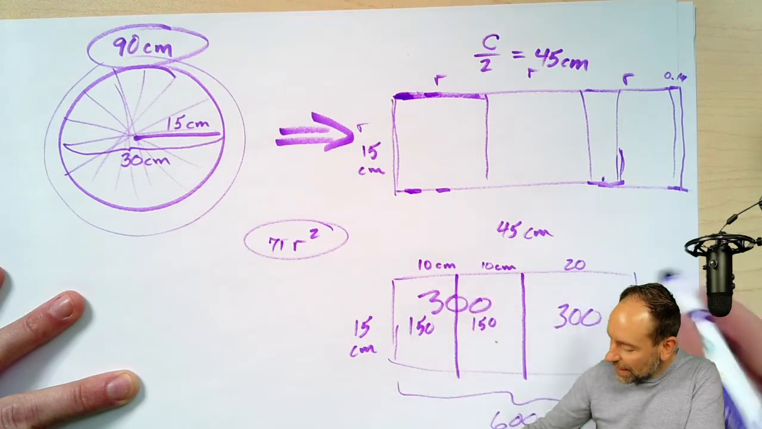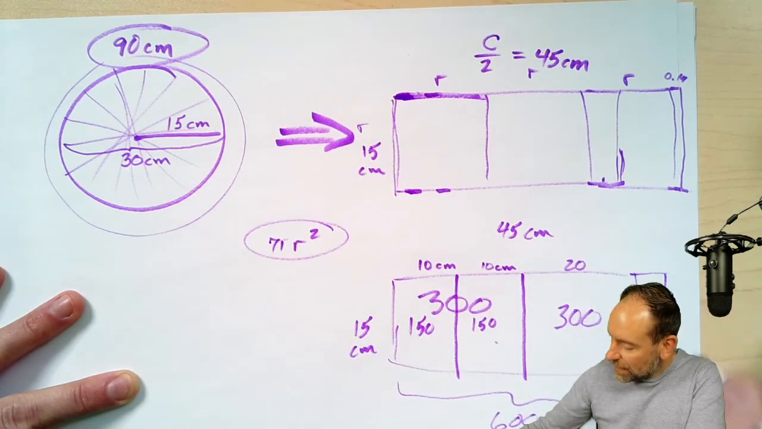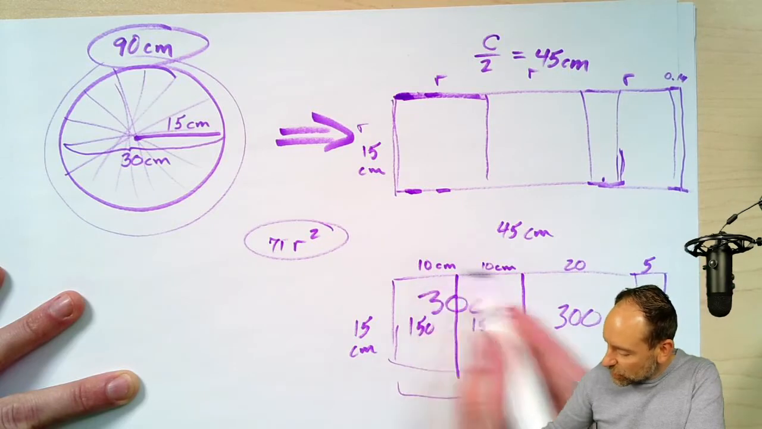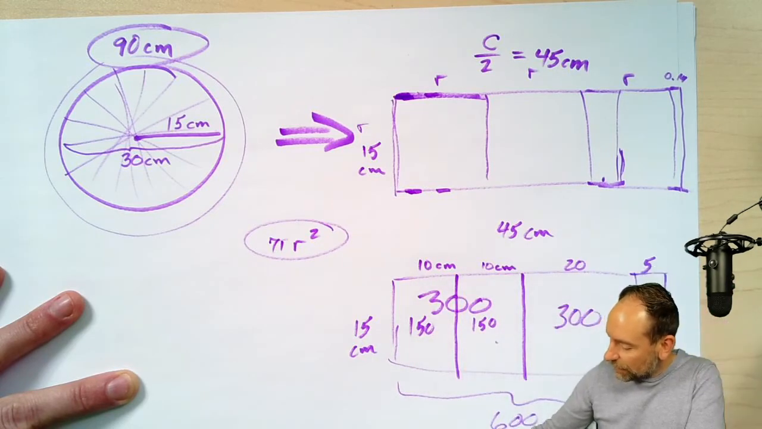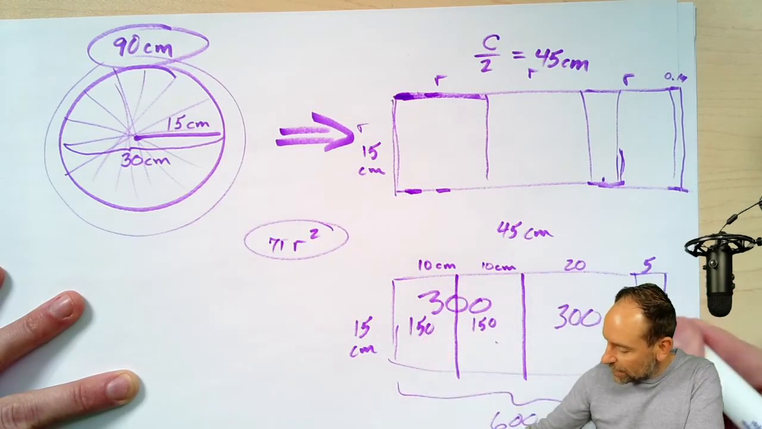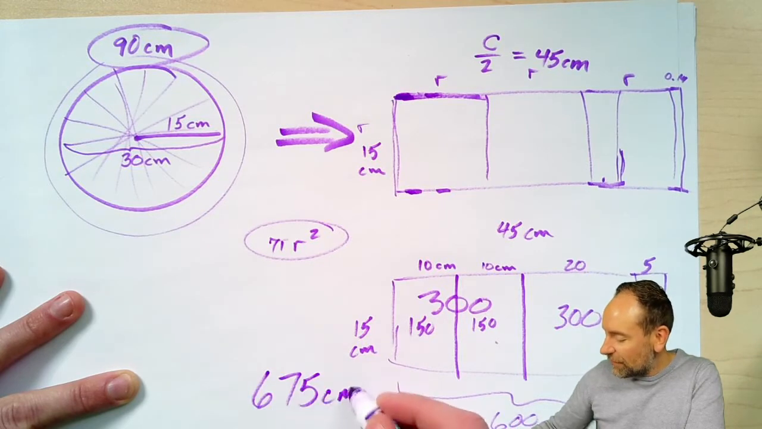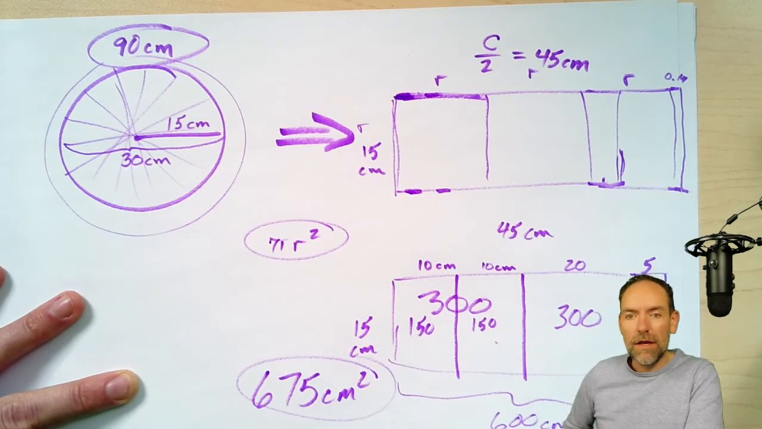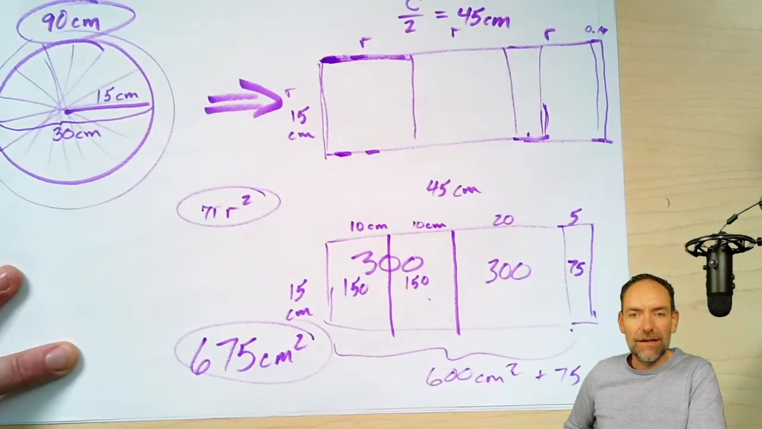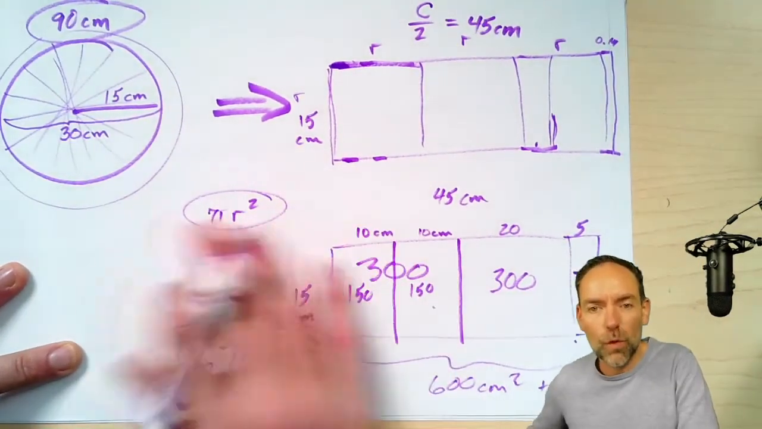Okay, there's 40, and then I need another 5 to add on over here. So here I've got 20, 40, 5. Okay, 5 is half of 10, so that's 75. So add on another 75, and they say, you know what, my area is going to be about 675 centimeters squared.